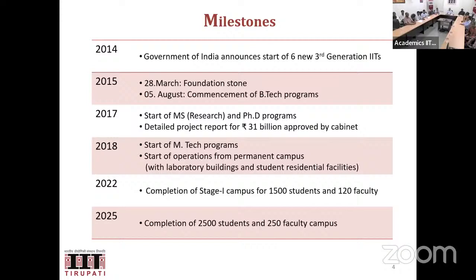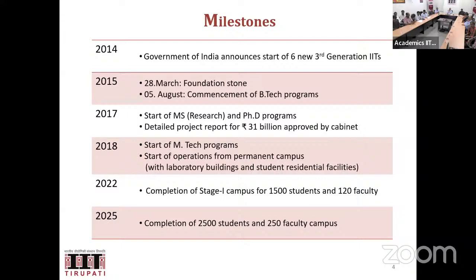The typical model in the second generation IITs and third generation IITs has been to start with about 90 to 120 students. Many of them started with 120 students, 3 branches of 40 students each, typically computer science and engineering, electrical engineering, and maybe mechanical engineering. But both at IIT Tirupati and IIT Palakkad, we started with 4 branches of 30 students each, including civil engineering.